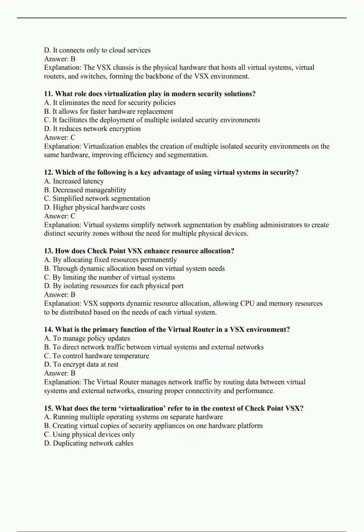14. What is the primary function of the virtual router in a VSX environment? A. To manage policy updates. B. To direct network traffic between virtual systems and external networks. C. To control hardware temperature. D. To encrypt data at rest. Answer B. Explanation. The virtual router manages network traffic by routing data between virtual systems and external networks, ensuring proper connectivity and performance.